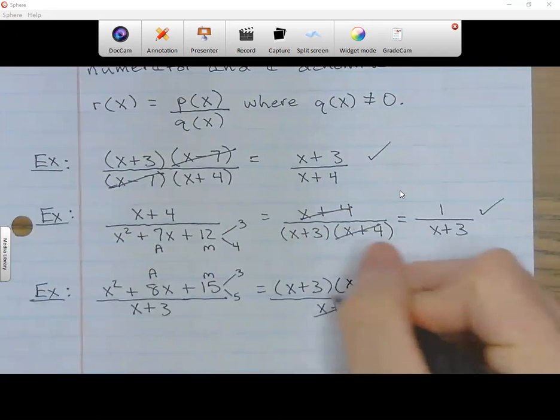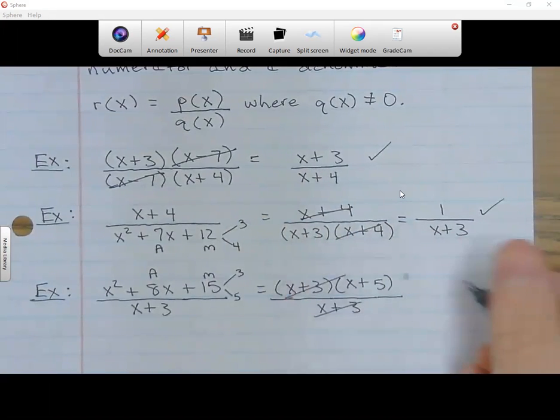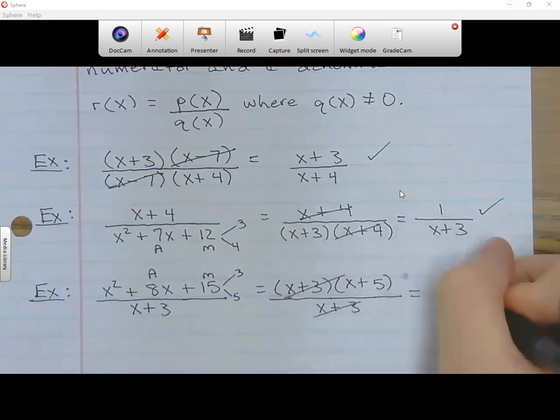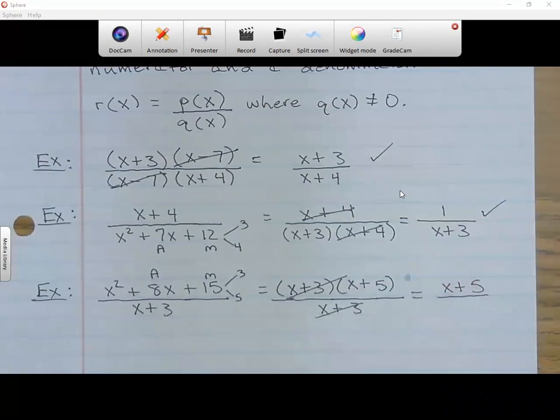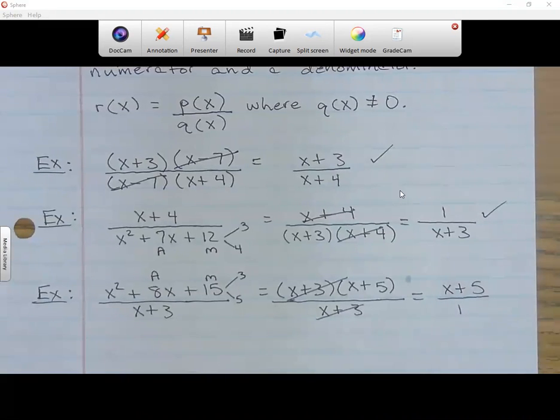So if I do that, what am I left with at the top? I have x plus 5. What do I have left on the bottom? Well, I don't have anything left at the bottom anymore, so I'm going to put a 1 in its place. I got to have that placeholder 1. Okay, so I've got x plus 5 on the top. I've got 1 at the bottom.